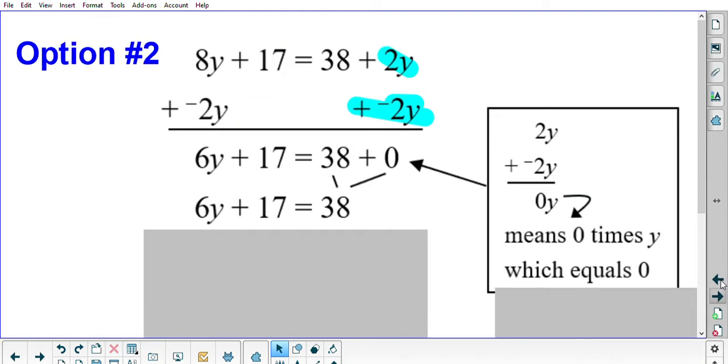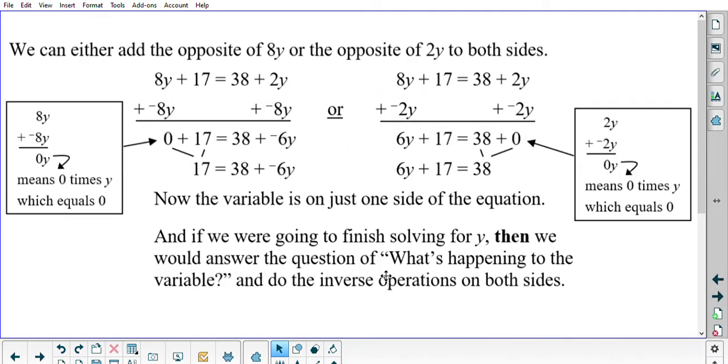And so that is kind of interesting, isn't it? But here's the bottom line. Either way you do it, option 1 or option 2, at that point in time, you will now have the variable on just one side of the equation. And then, if we were going to finish solving for the y, then we would answer the question of what's happening to the variable. Of course, there would be two things, wouldn't there? Being multiplied by -6, added by 38, or in the other case, multiplied by +6, added by 17.